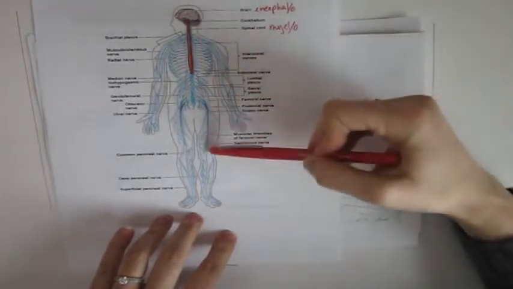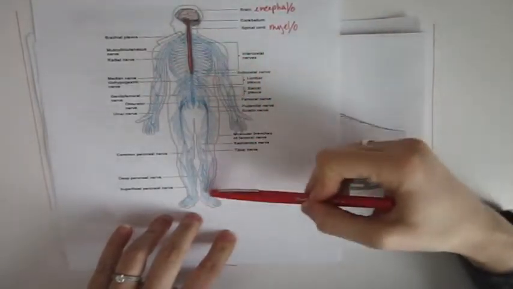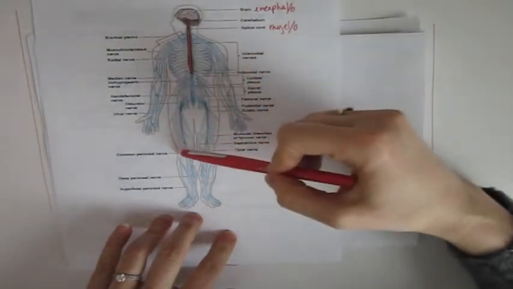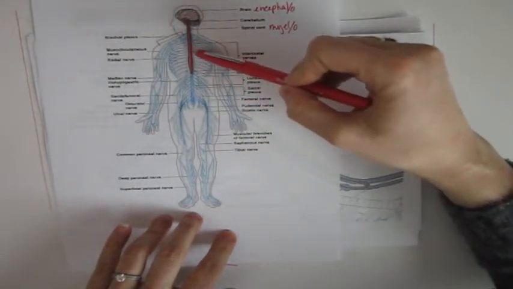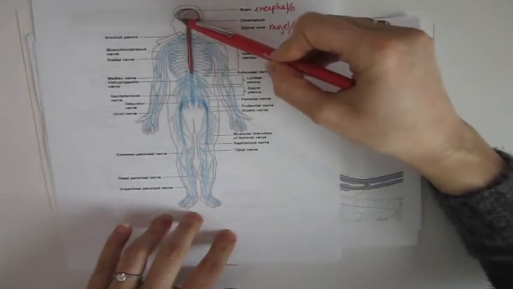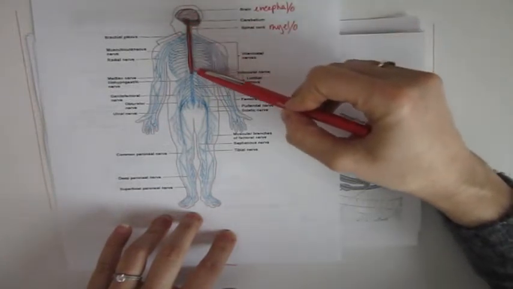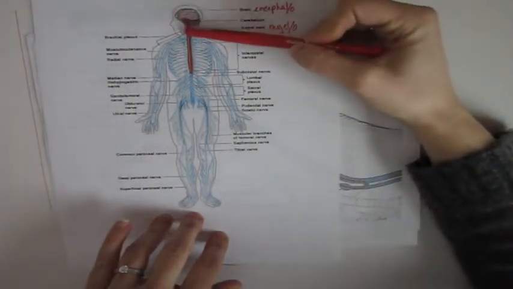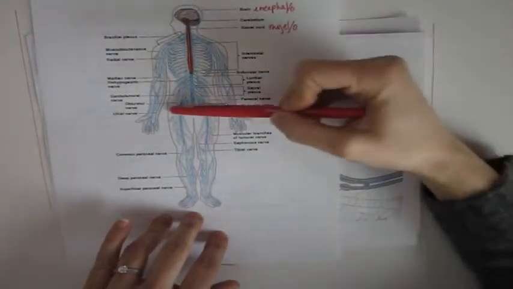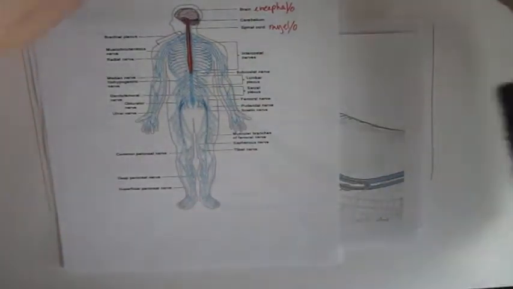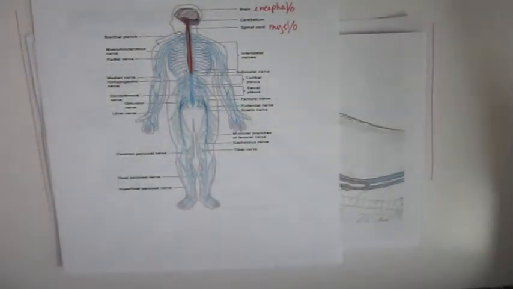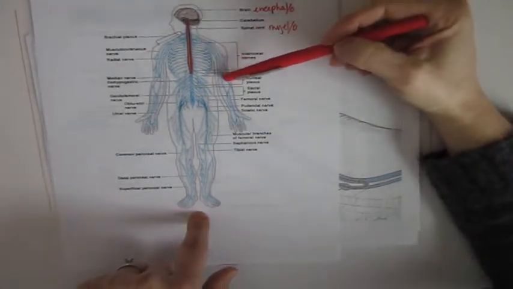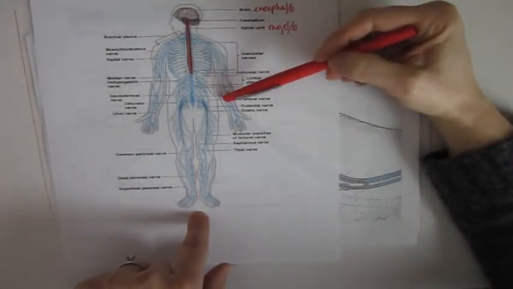Everything that is in blue here is what we would call the peripheral nervous system. These are all nerves that run throughout the body, and they come off at some point from the brain or from the spinal cord, and we call those peripheral. So central, peripheral. As we see these things running out here, these peripheral nerves, okay?